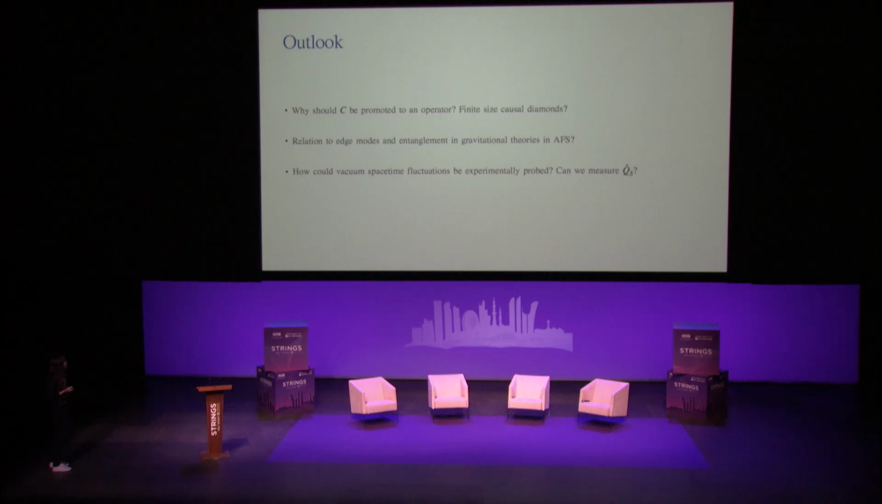So there are many open questions, so let me just outline a few. One of them is, why should this C be promoted to an operator? Another one is that I've done this analysis at infinity. Can we generalize it to finite distance? Another one is the connection between what I said and edge modes in gravity. And finally, one can ask if we can measure these operators, QS, in an actual experiment. So with that, thank you very much.